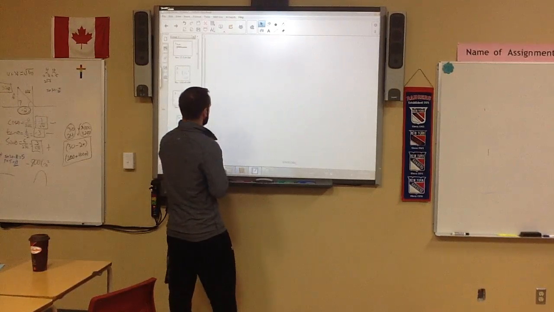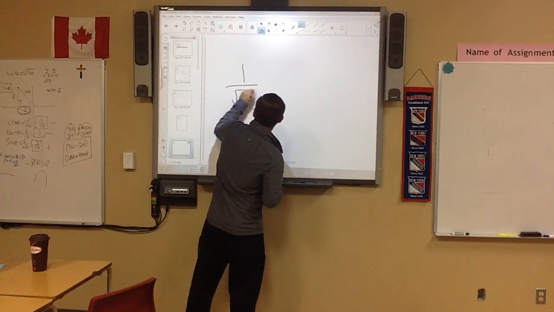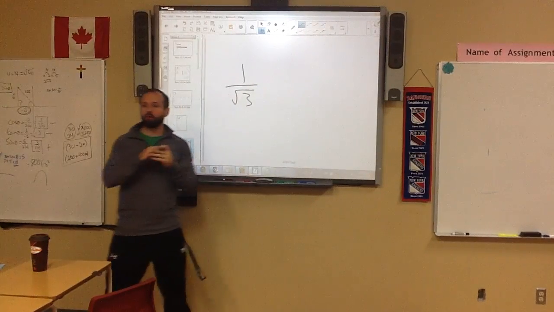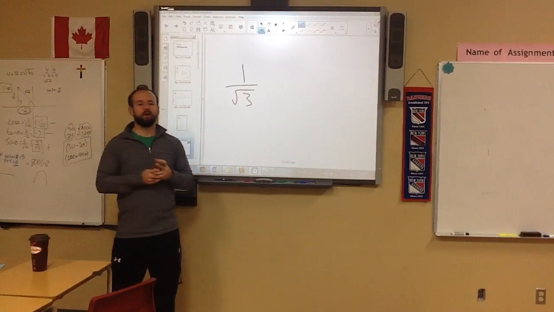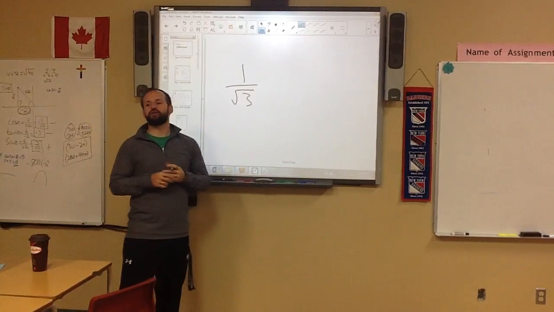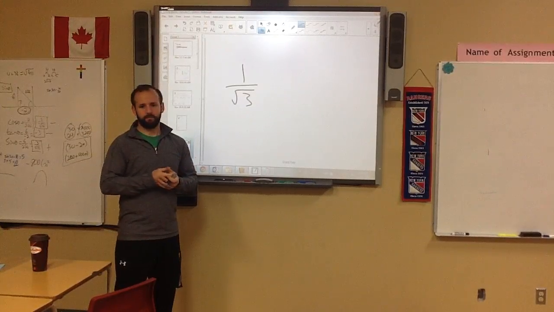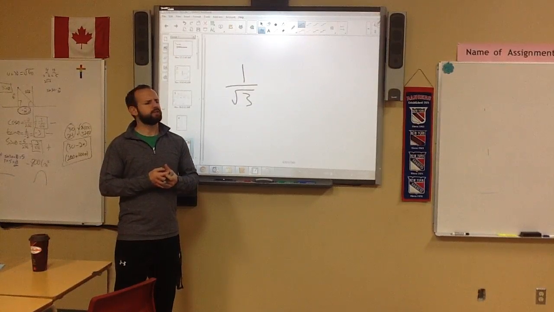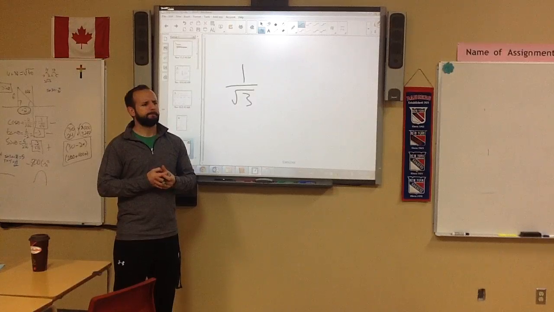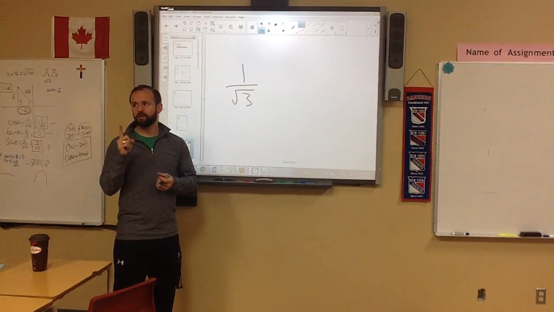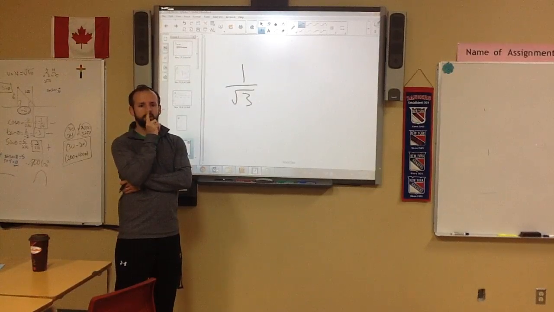If I'm given 1 over root 3, and I want to get rid of that radical on the bottom, I need to do what's called rationalizing the denominator. I have to multiply it by 1. How many different ways are there to multiply by 1? There's 1. I can multiply by 1. Is there another way I can multiply by 1?